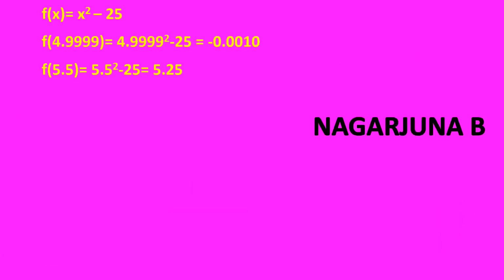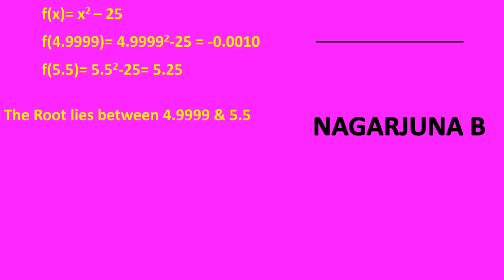A new root, 4.9999. For that you have got a negative value. Therefore now the root lies between 4.9999 and 5.5. This is represented diagrammatically: draw a line and at the one end 4.9999, for this you have a negative value, at the other end 5.5, for this you have a positive value. Now the root is lying between 4.9999 and 5.5 because it is the fundamental property that the root always lies between a negative and a positive value of f of x.